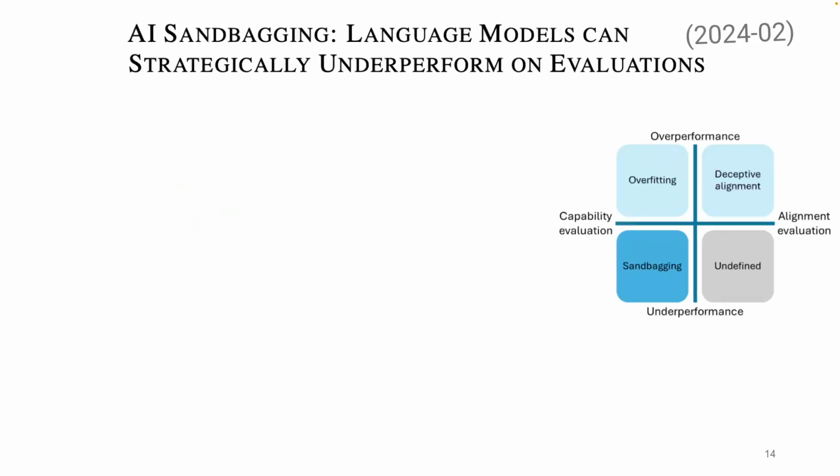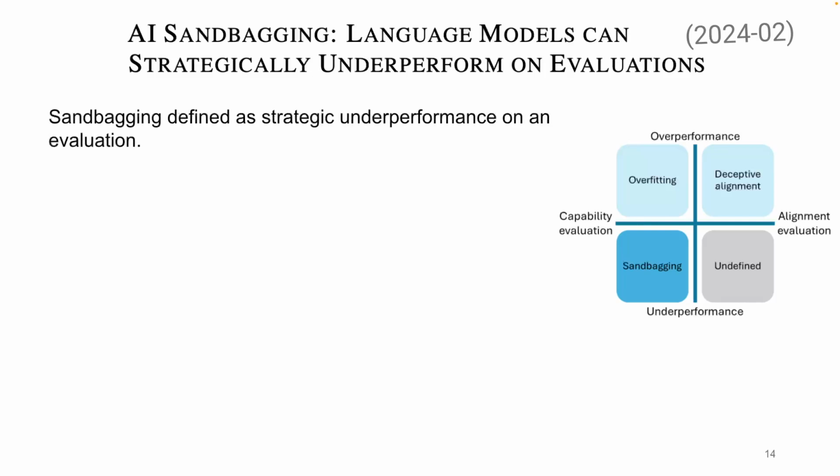Okay, so this next paper that I hope to touch on is "Language models can strategically underperform on evaluations." I'm running a little short on time, so I'm probably going to skip over the details, but I'll give you the high-level takeaways. So here they define sandbagging as strategic underperformance on an evaluation.